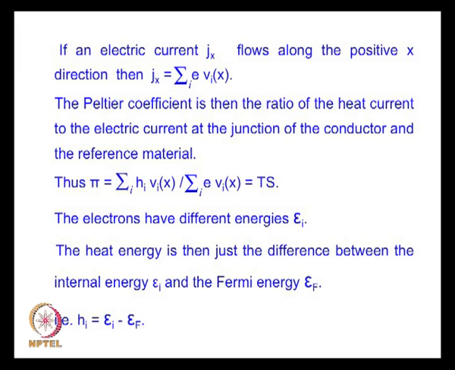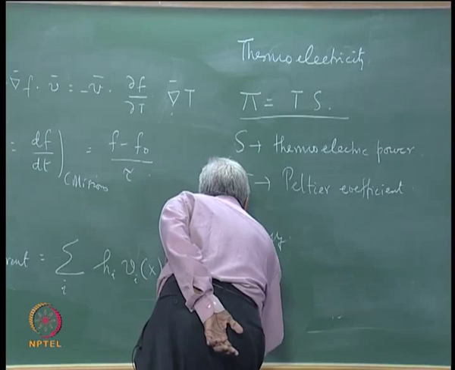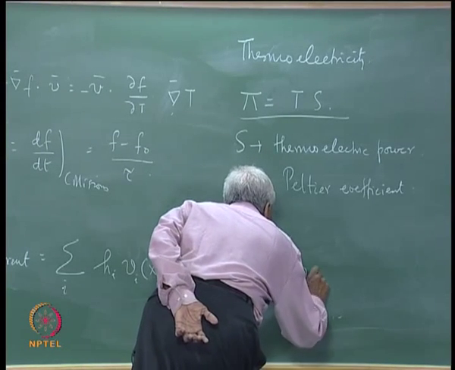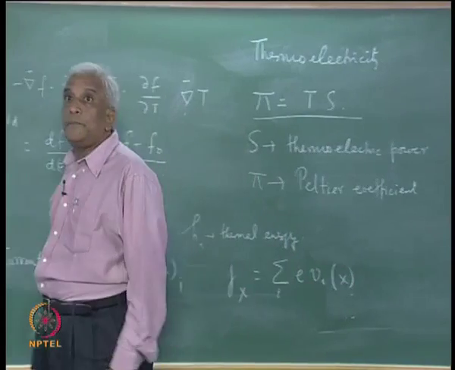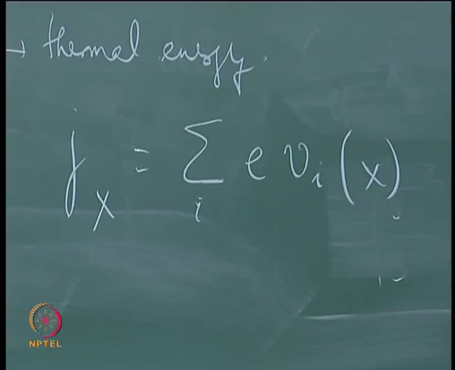So, if we take this and if we also have an electric current J_x, then the electric current due to electrons flowing is simply given by sigma e v_i of x. So, that is the electric current J_x flowing in the same direction.